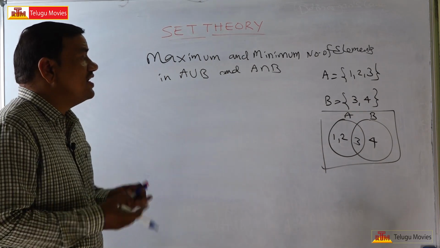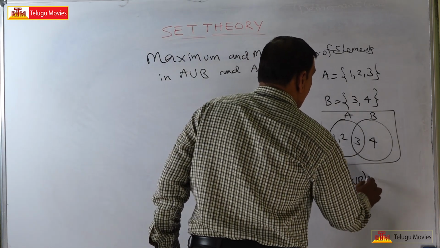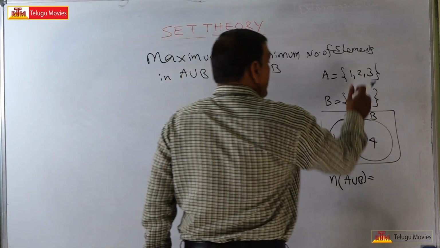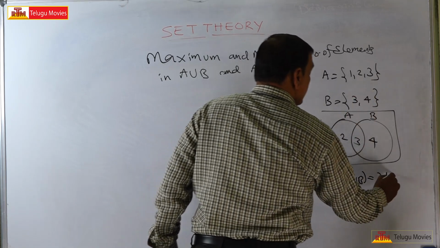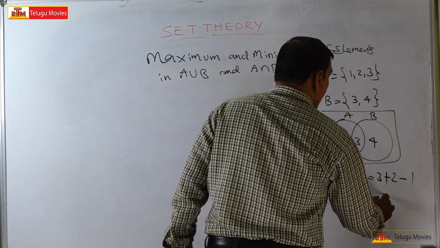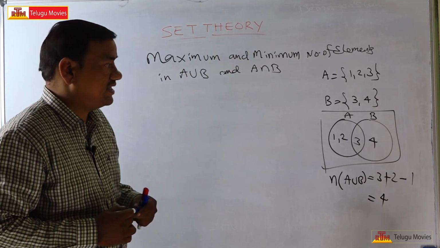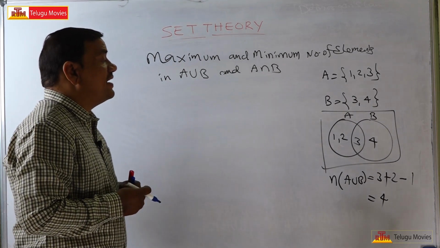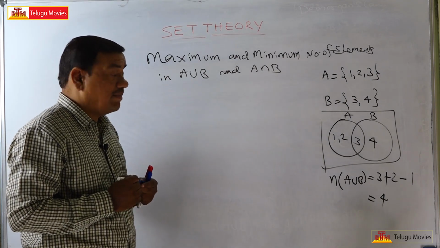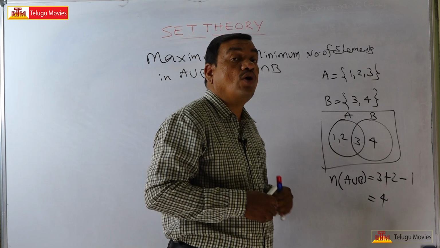Understand this. So here what is the maximum? N of A union B is equal to how much? N of A plus N of B minus N of A intersection B. N of A means 3 plus N of B means 2 minus N of A intersection B is 1. That is equal to 3 plus 2, 5, 5 minus 1, 4. 4 is your answer. You count here 1, 2, 3, 4, 4 elements are present. So what is the maximum element? What is the minimum number of elements that we can write? Maximum number of A intersection B, maximum number of N of A union B, all these things, how you can write and how you can count.